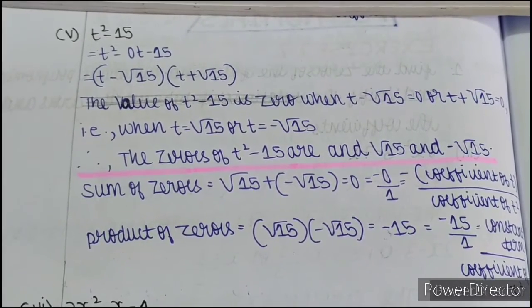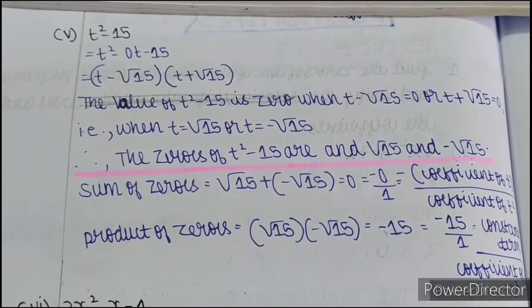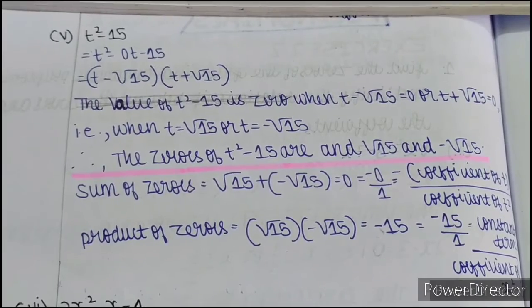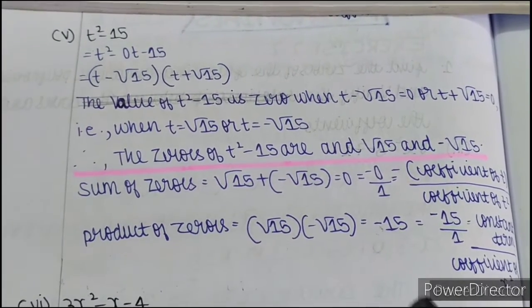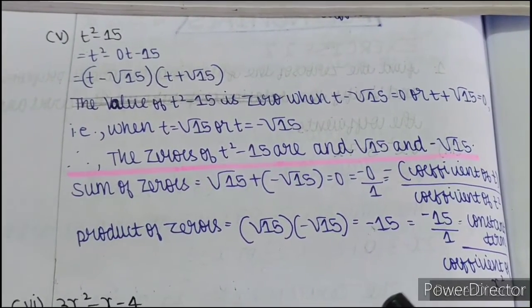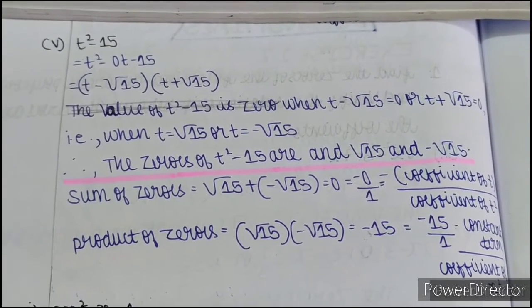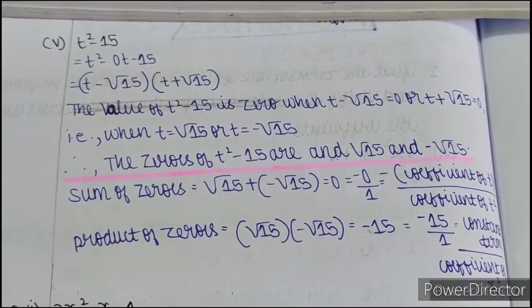The product of zeros is alpha into beta, which is equal to root 15 into minus root 15. Plus into minus is equal to minus, and root 15 into root 15 is equal to 15, so we get minus 15, which is equal to c by a. Here it is minus 15 by 1. So hence we have verified the relationship between the zeros and the coefficients.